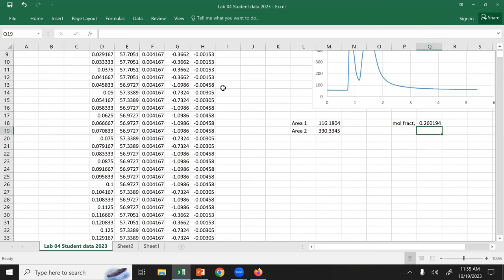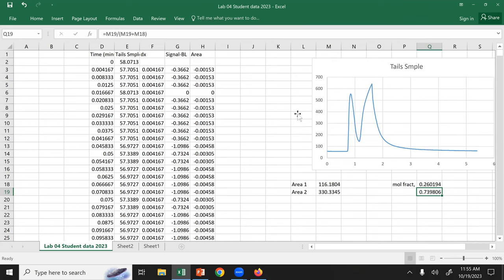And then to get mole fraction two, it's a two component system. You can just do equals one minus that, or you can do the same math and say equals this number divided by this plus this. And get 74%. So you went from 50-50 to 74% by mole. So definitely shows that we had a difference.